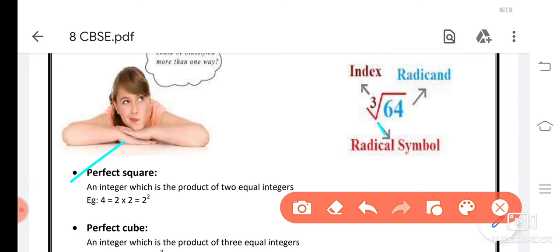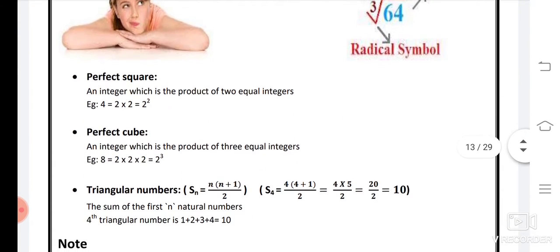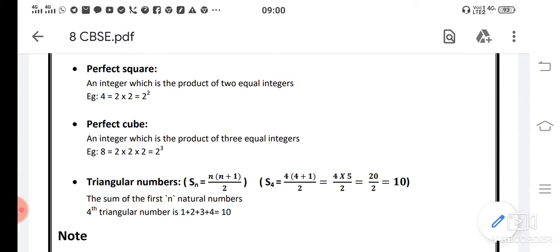Now let us learn perfect square. An integer which is the product of two equal integers is known as a perfect square. Example, 4 is equal to 2 into 2, that is equal to 2 square. Next, perfect cube: an integer which is the product of three equal integers. For example, 8 is equal to 2 into 2 into 2, which is equal to 2 cube.